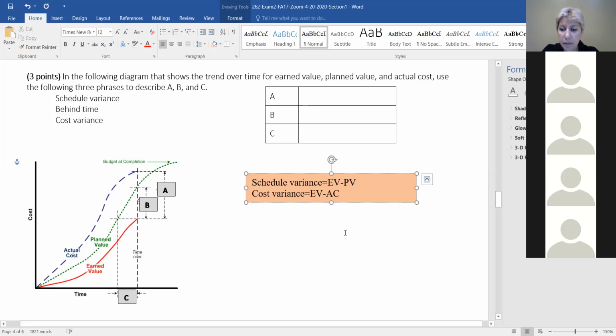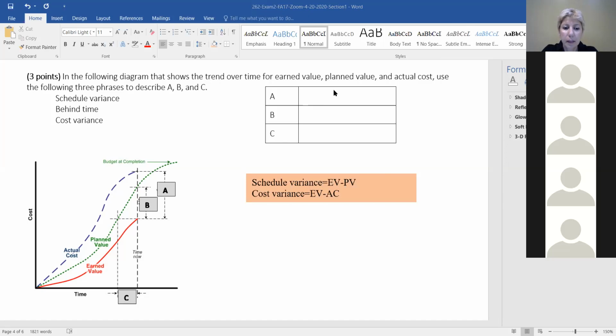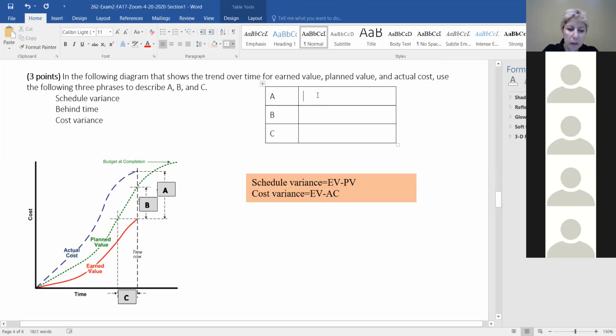Austin, knowing this definition, does that help you? Yeah, I could probably figure it out. Okay, so at time T2, you look at B, which is the gap between earned and planned. What is that? That would be schedule variance. Exactly.